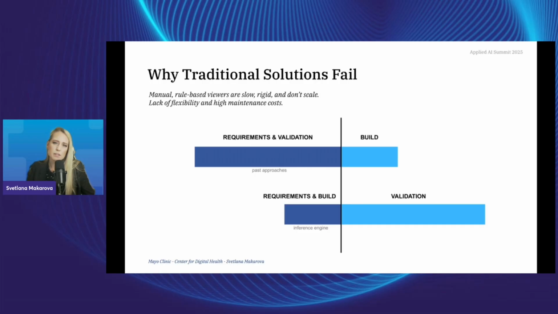So the lesson is clear. We need a composable, knowledge-driven system that evolves as practice evolves, and one that is explainable. So we flip the traditional approach by streamlining the requirements and build steps and spending the majority of our time on validation and implementation feedback loops.